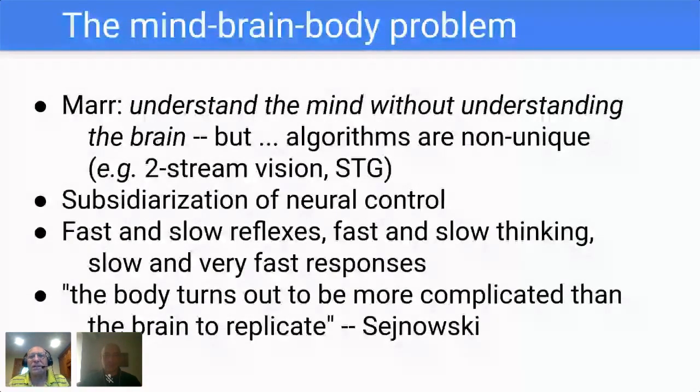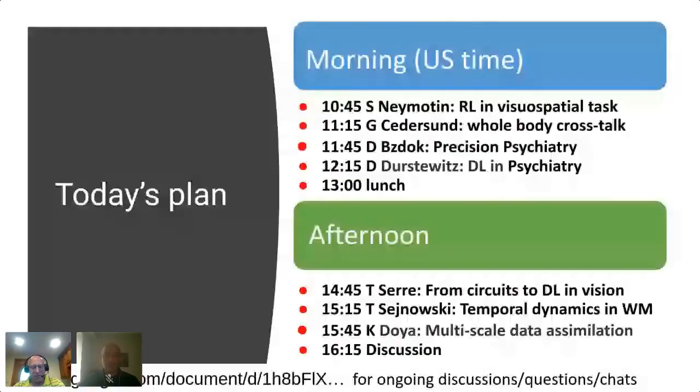So what are we doing today? Well, we'll start in the morning in 5 minutes with my colleague and co-organizer, Sam Neymotin, who will talk about reinforcement learning in the context of a couple different visuospatial tasks. Then after that, we'll hear from Gunnar Cedersund talking about much higher level thinking about health and treatment of disease with the whole body involved, that point we just made, but here talking about maybe even different systems, so hormonal systems, immune system, all interacting. And eventually one would like to think about your biome and how your gut biome is interacting with your brain. There's a lot of crosstalk, a lot of influences.